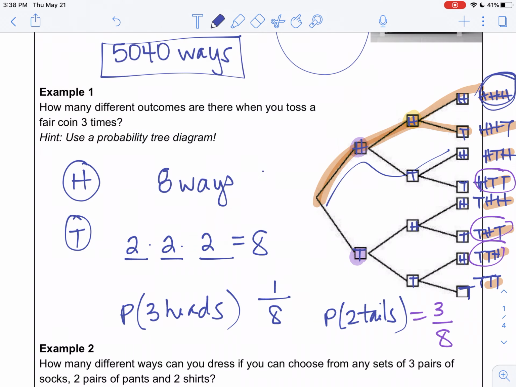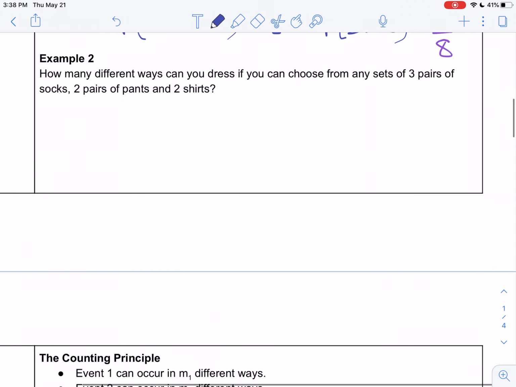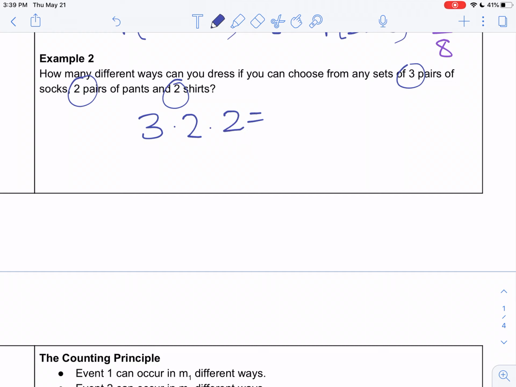All right, so cruising ahead. How many different ways can you dress if you can choose from any set of 3 pairs of socks, 2 pairs of pants, and 2 shirts? Pause the video, see if you can come up with a prediction. Okay, so we have 3 socks, 2 pants, 2 shirts. 3 times 2 times 2 gives us 12 different ways.